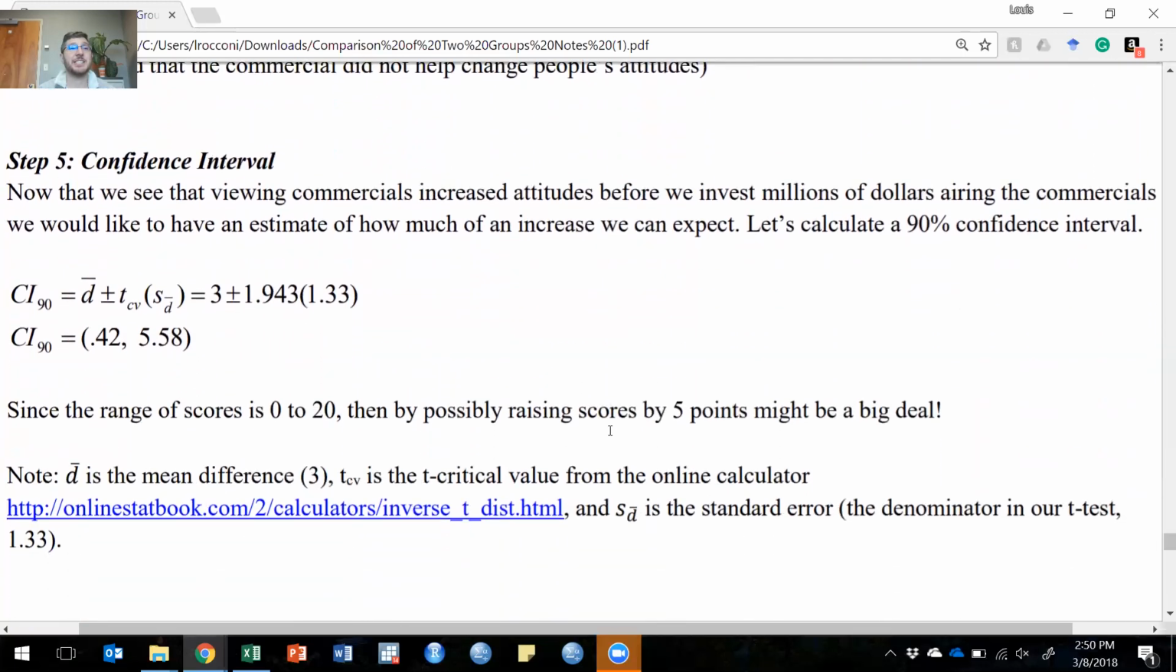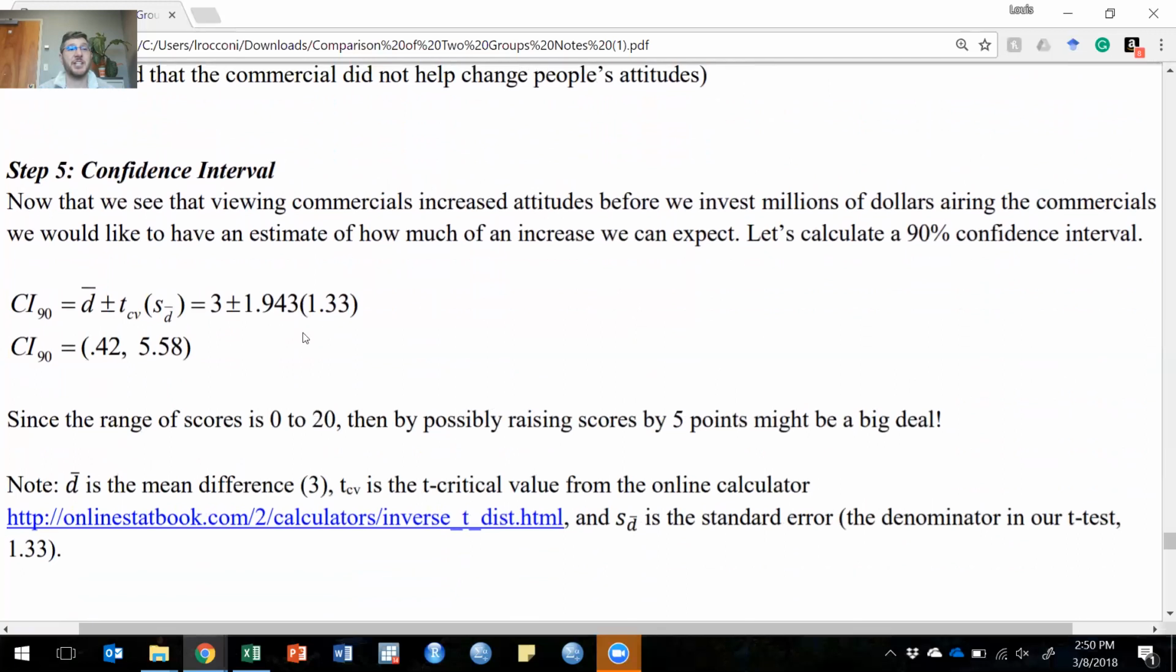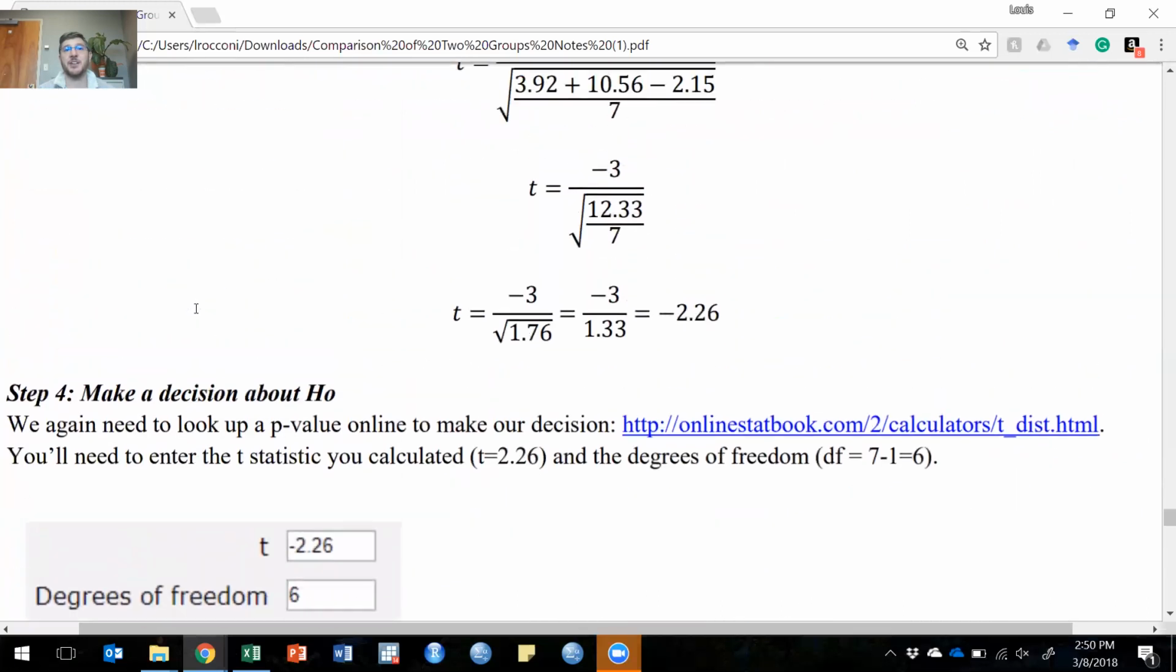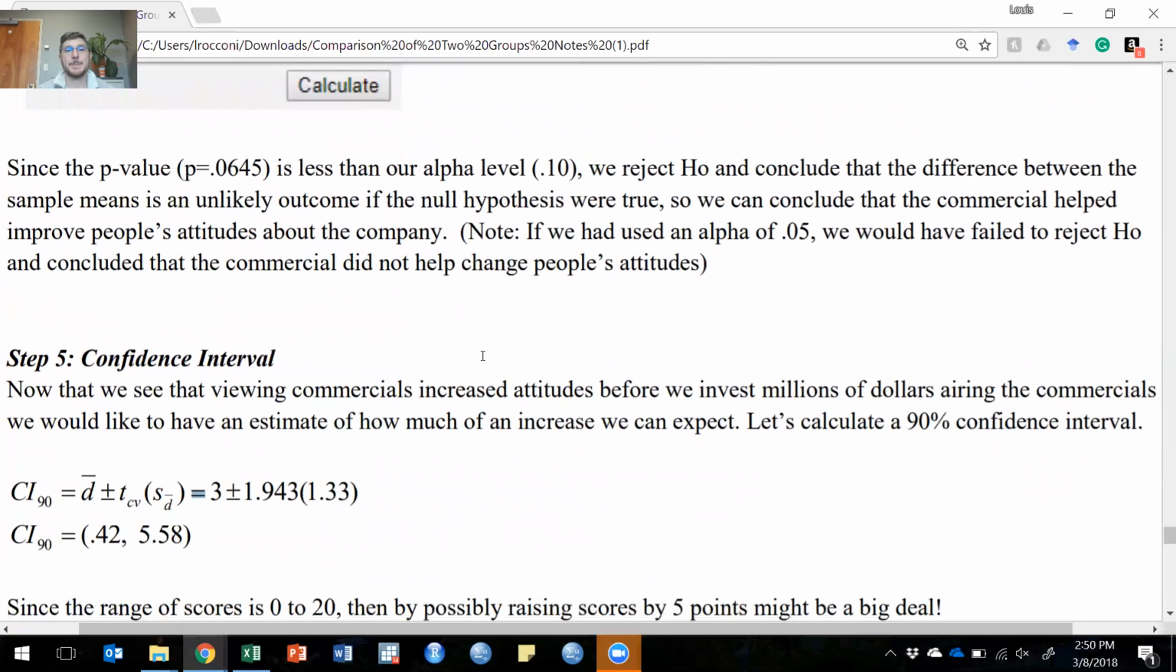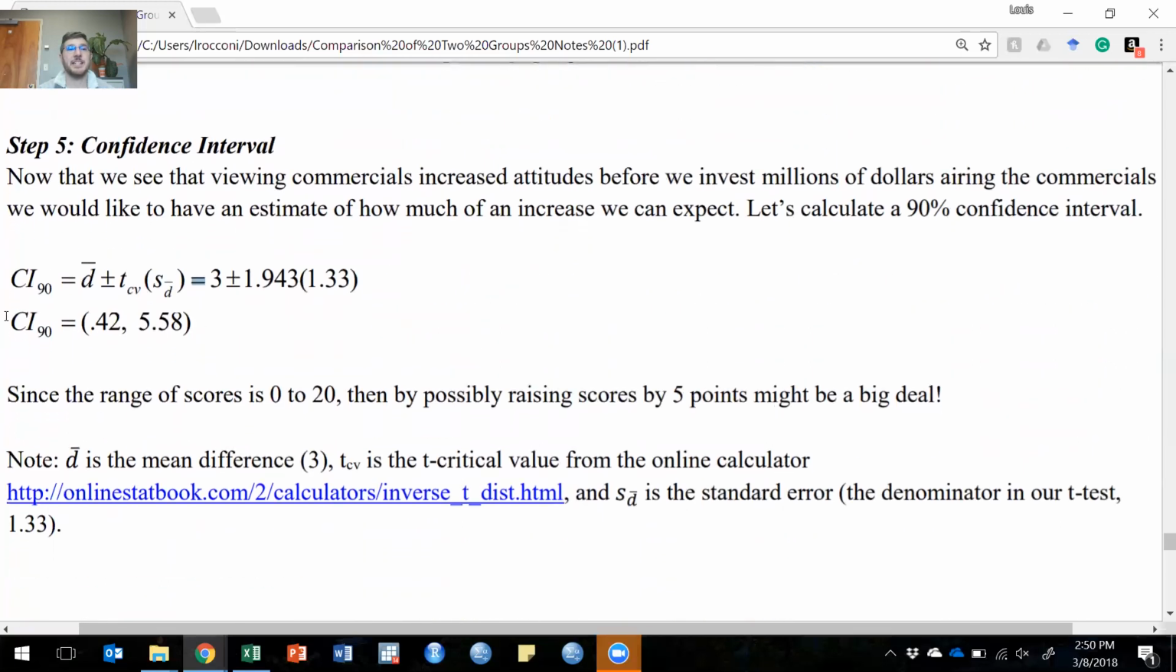We go through the same process again. We're going to calculate our confidence interval. This time it's just the difference between the two means times a critical value times the standard error of the difference, which is just that denominator here again. And we get this 90% confidence level.